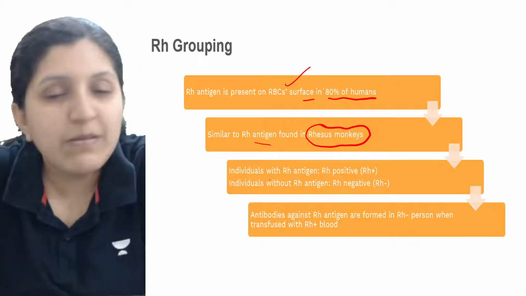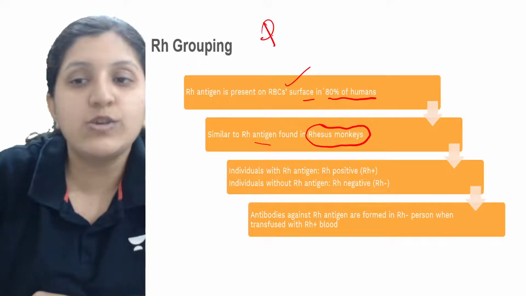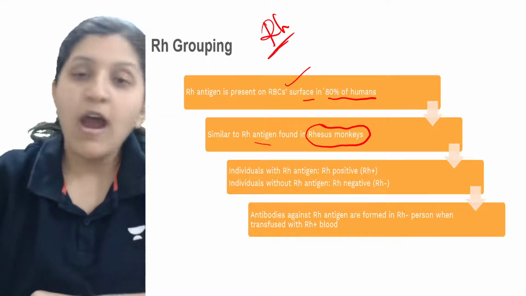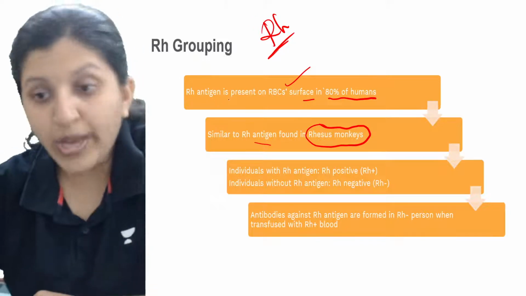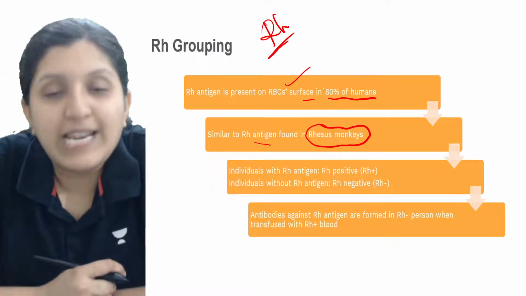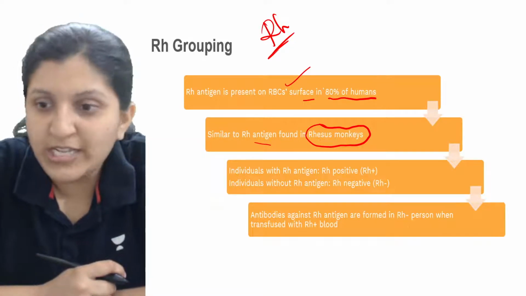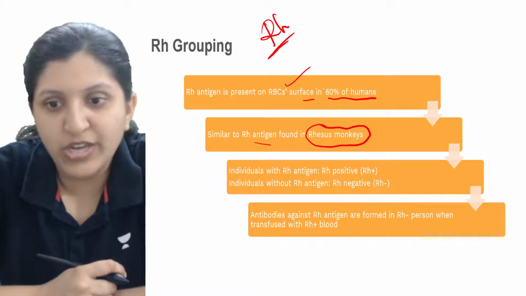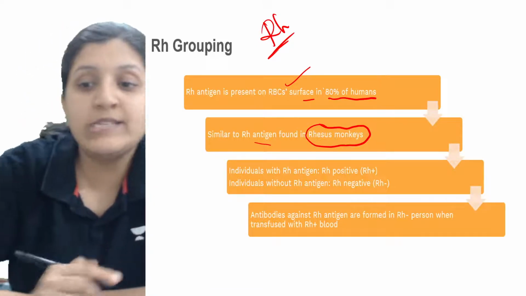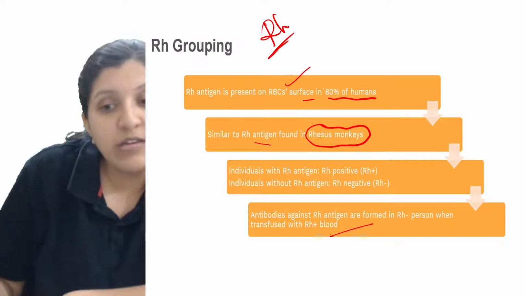Okay, so the same type of antigen was found in the rhesus monkey, and that's the reason this can also be called the Rh antigen. Individuals with the Rh antigen we call Rh positive, and individuals without the Rh antigen we call Rh negative. Antibodies against the Rh antigen are formed in the Rh negative person when transfused with Rh positive blood.